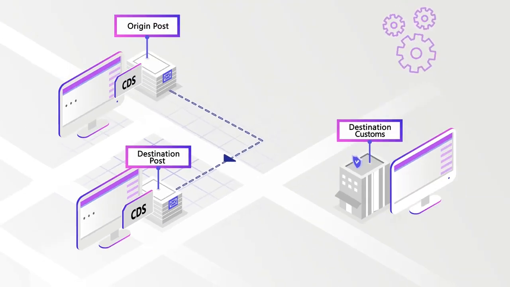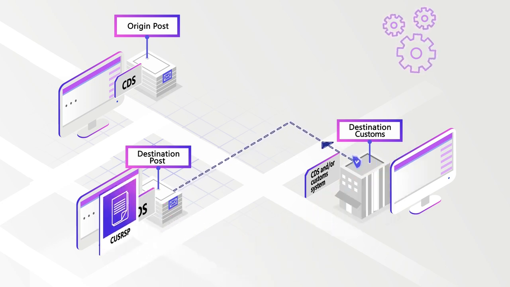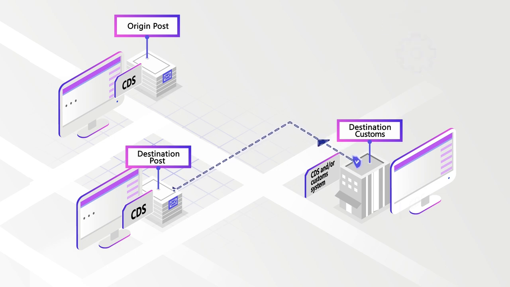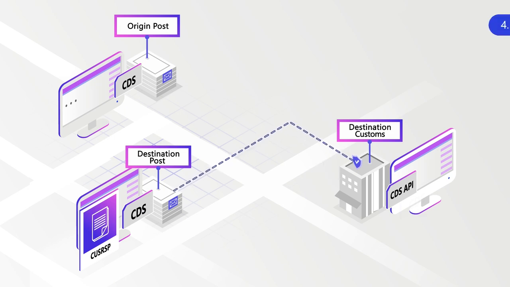If the customs use a different system, the decision can be sent in a CUSRSP message, which is imported into the destination post. Alternatively, the destination customs can use the CDS API to store the decision to the CDS of the post.